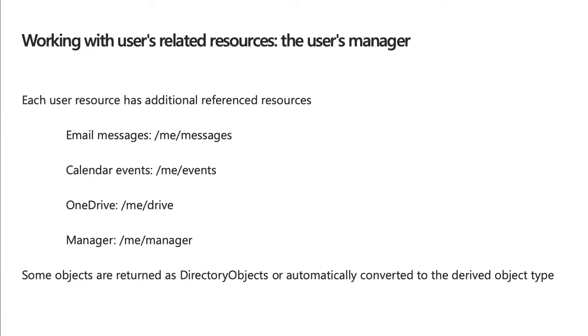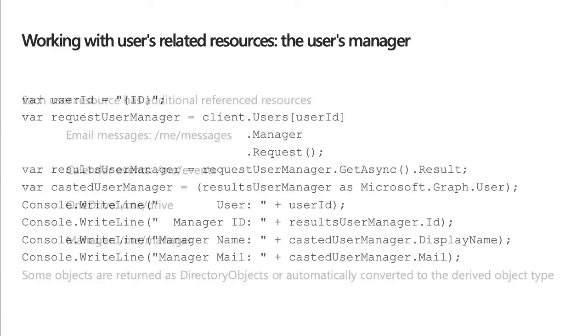Now, one of the resources that's linked off of the user resource is the user's manager. The manager property on a user resource is returned as a directory object type. And if you're using one of the native Microsoft Graph SDKs, it should automatically convert the type to a user object, but if not, you can always cast it as a user object because you can expect that's what you're getting back.